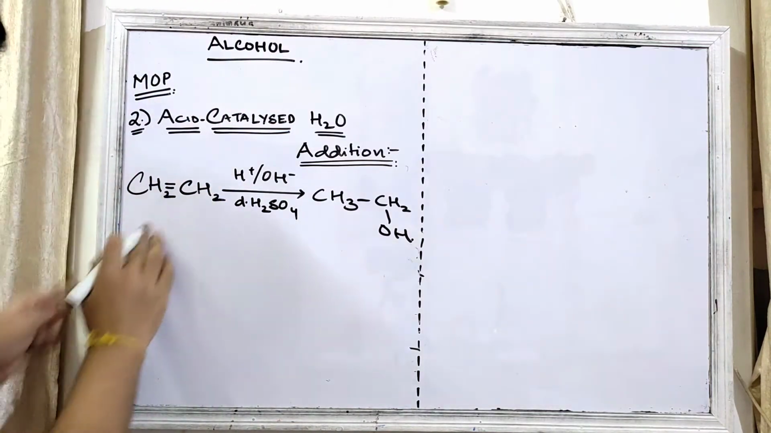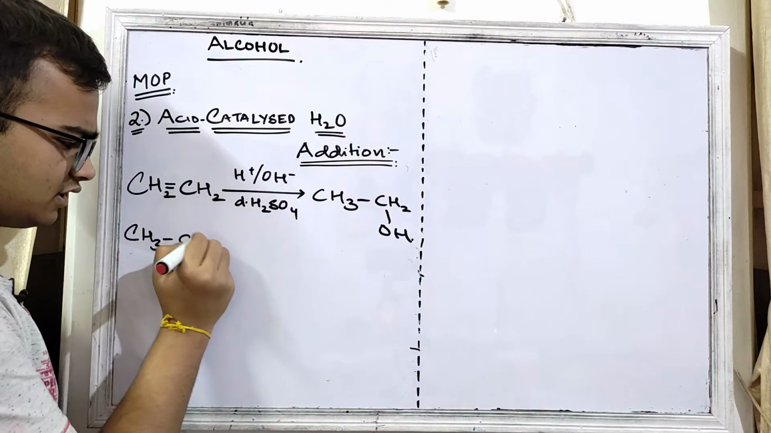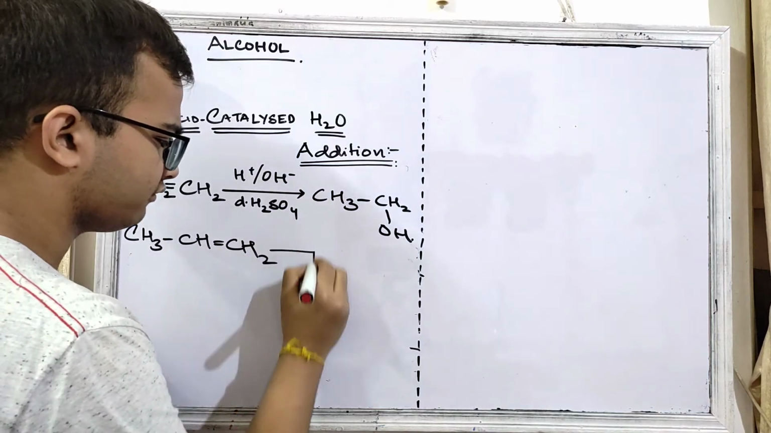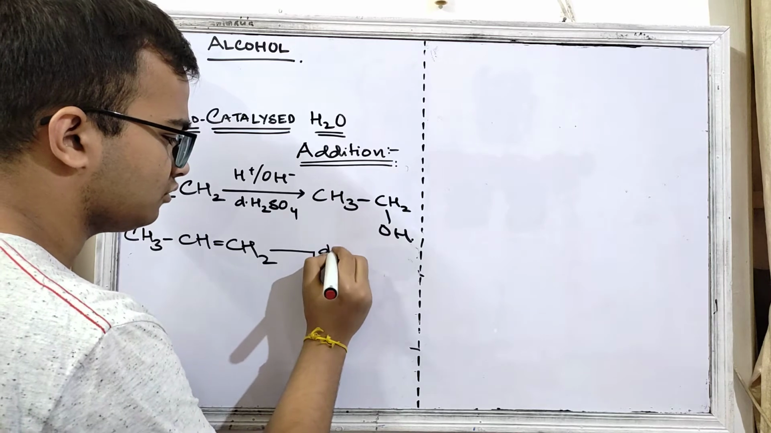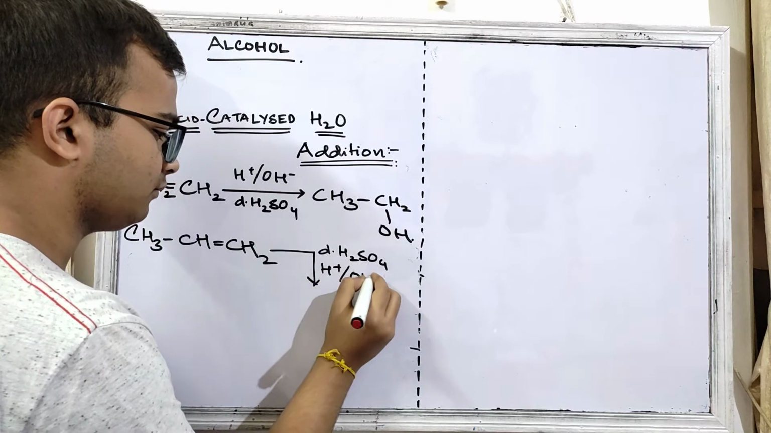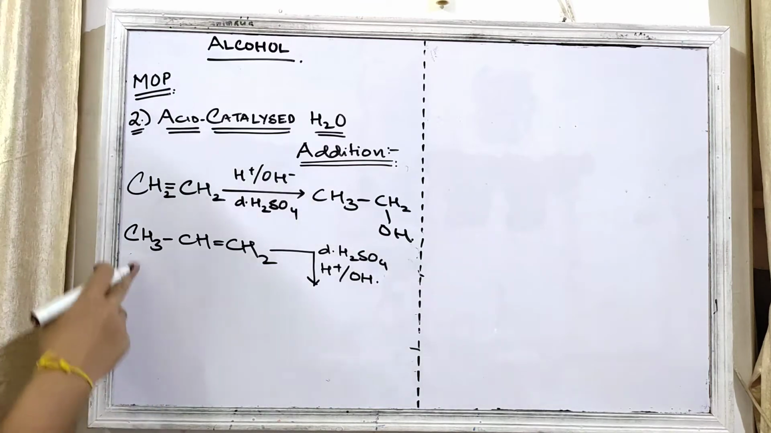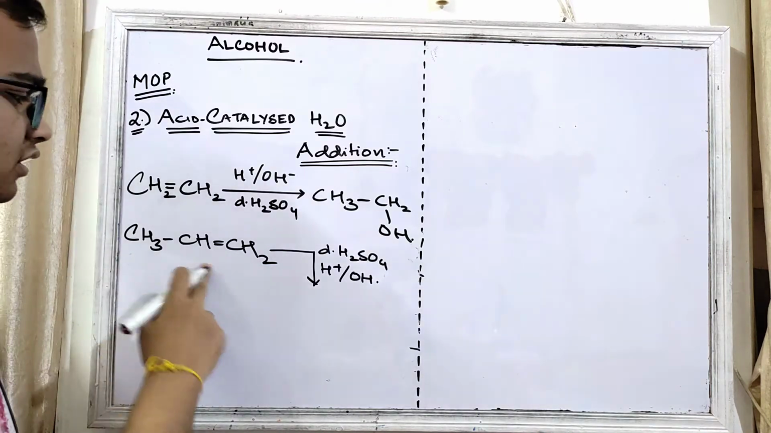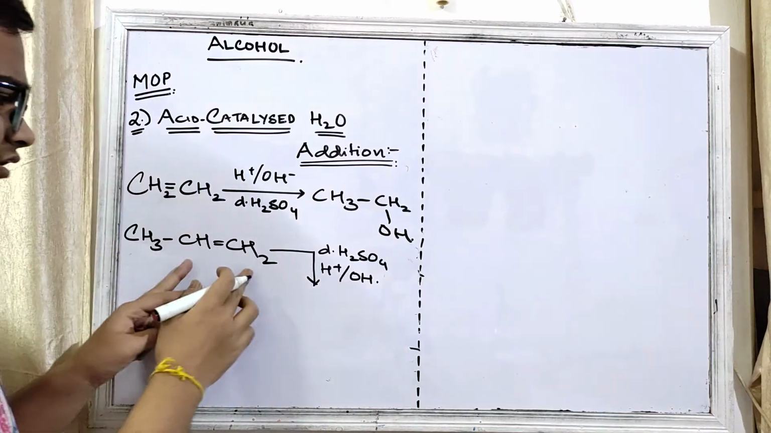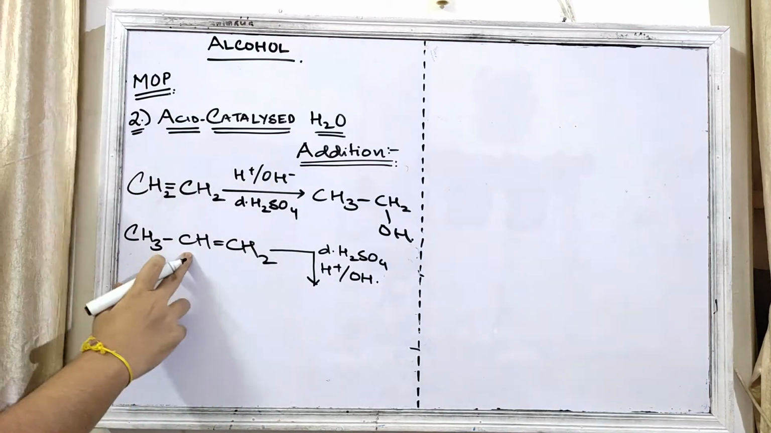Now here it was the symmetric molecule, but if we take propene CH3 CH double bonded CH2, this is propene. Now if you take propene and you add dilute H2SO4, the same thing is happening, but in this case you may have a question: where is the OH being added? The OH can be added over here, it can get added over here. It's quite obvious that OH will not be added over here because the double bond is here. Now the question is on which side of the double bond, this side or that side.